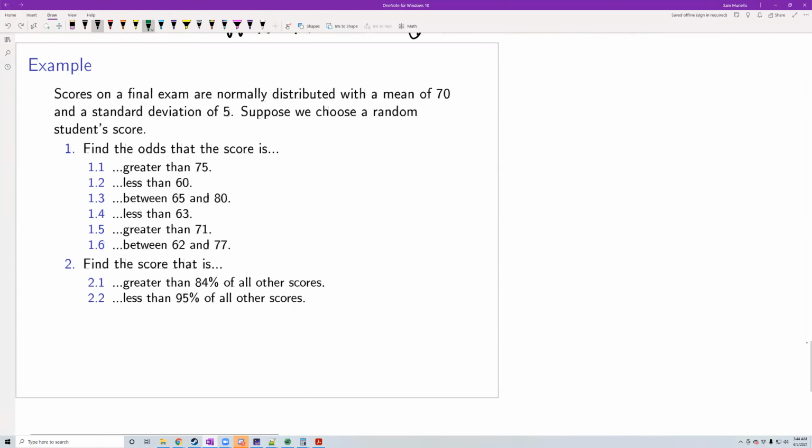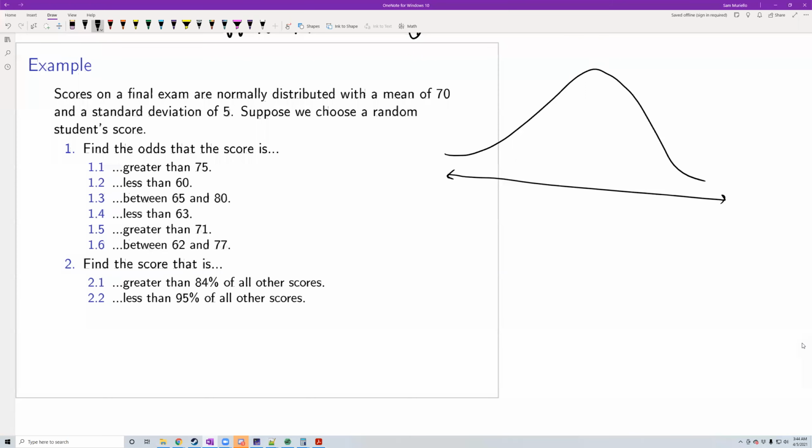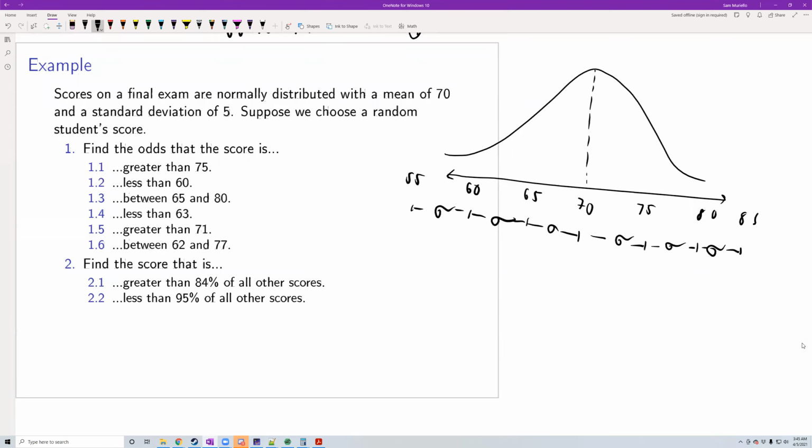Let's create the graph for our exam. So the mean here is at 70. Then we'll sketch 3 standard deviations on either side. So that would be 65, 60, 55, and then 75, 80, 85. We need to find the odds of the scores in certain ranges. First, we want greater than 75. Okay. So we're looking for this piece here. I would always draw and shade this graph in.